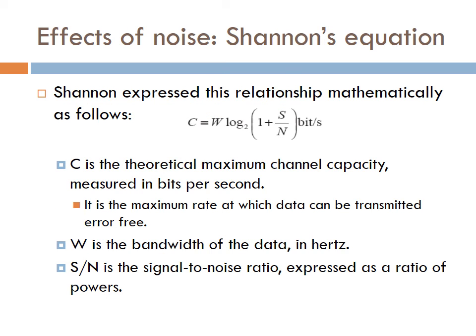Shannon expressed this relationship mathematically as the following. C, the channel capacity in bits per second, is equal to W, the bandwidth of the data in hertz, times log base 2 of 1 plus SNR, the signal to noise ratio, S divided by N, total signal power divided by total noise power.